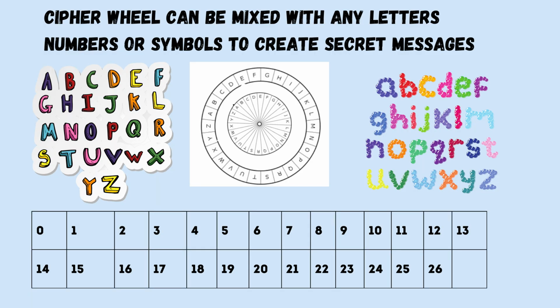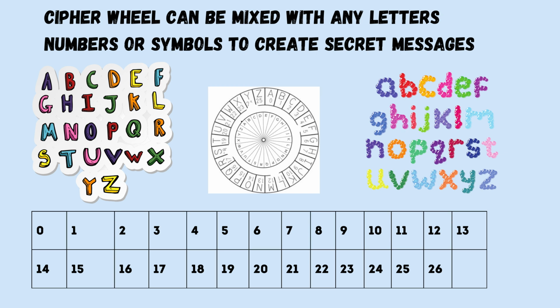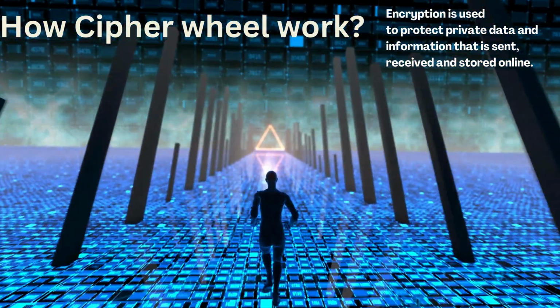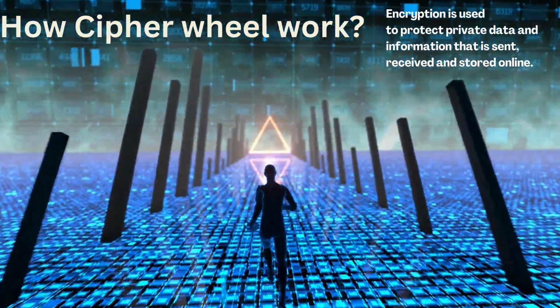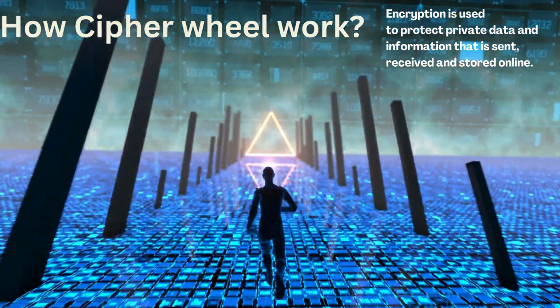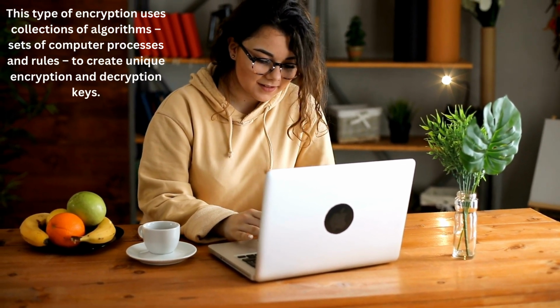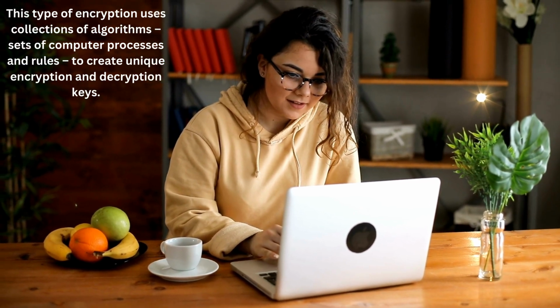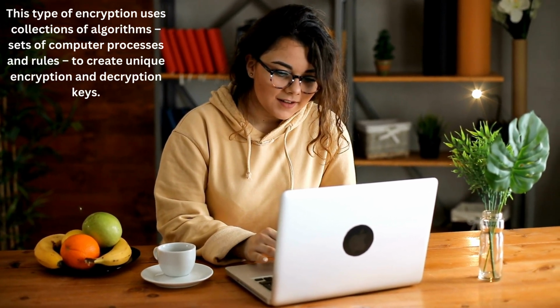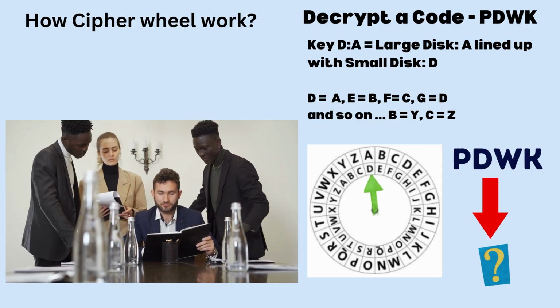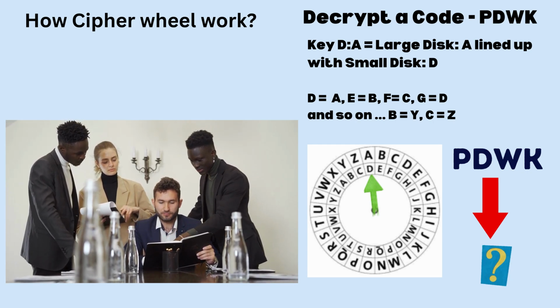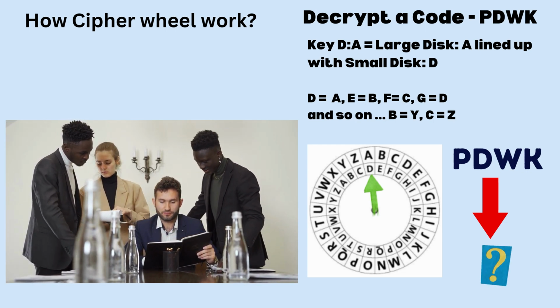A cipher wheel can be made with any letters, numbers, or symbols to create secret messages. Encryption is used to protect private data and information that is sent, received, and stored online. This type of encryption uses collections of algorithms, sets of computer processes and rules, to create unique encryption and decryption keys. For example, find the secret message of the code PDWK.